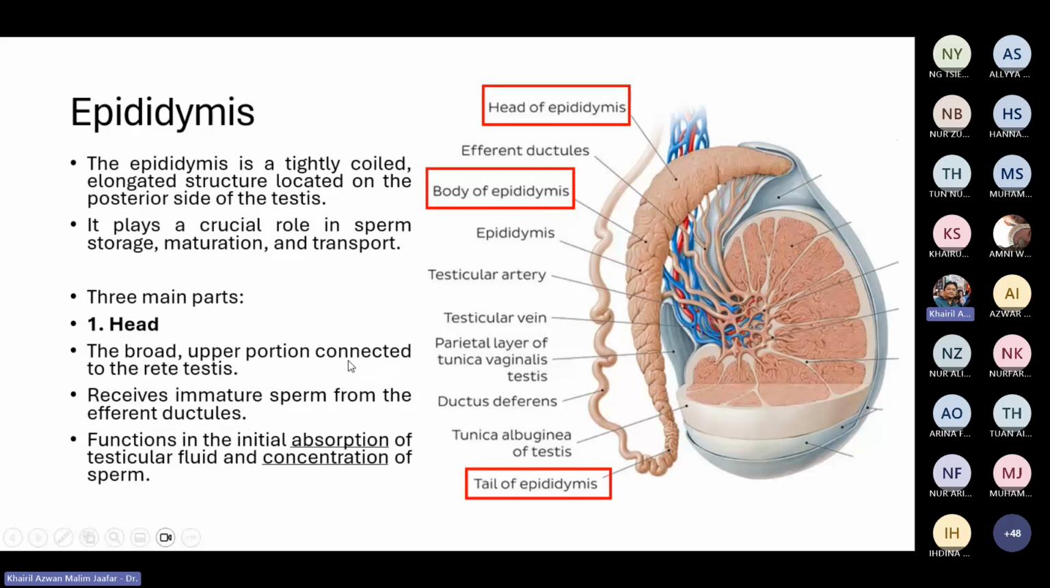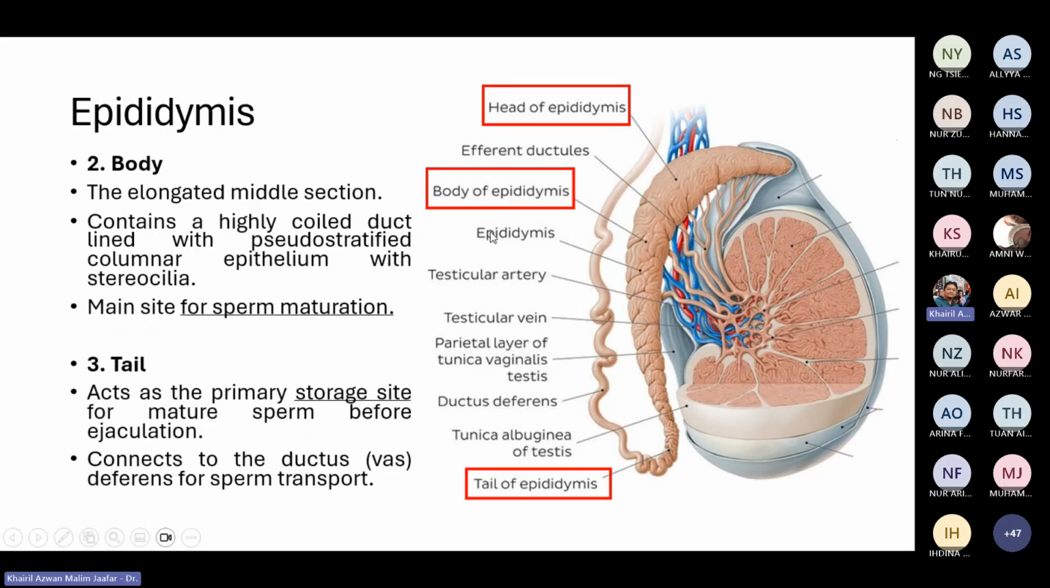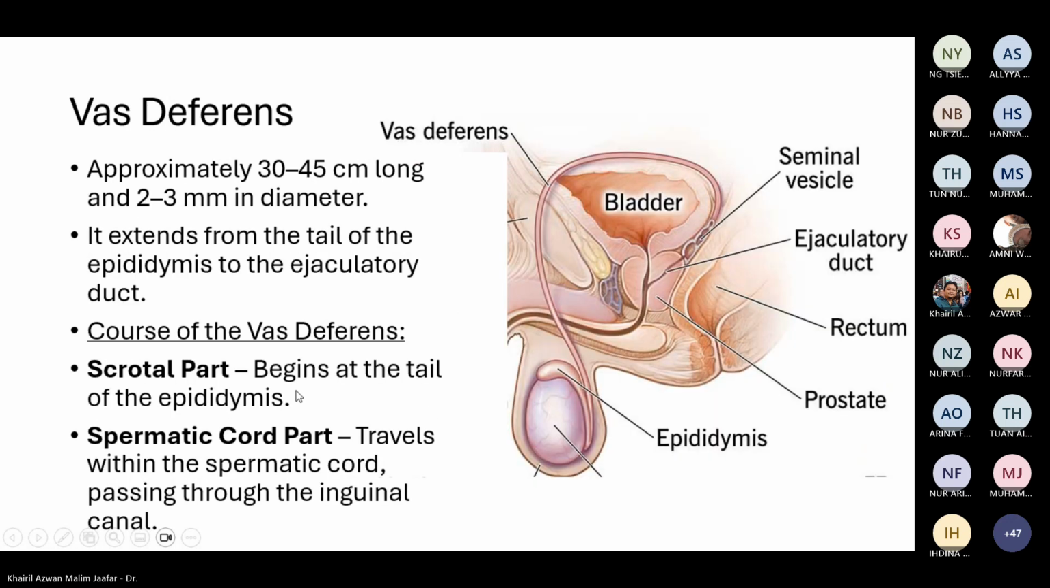Next is the epididymis. The important parts are the head, body, and tail. The head's function is absorption and concentration. The body of the epididymis is for sperm maturation. The tail is for storage. The vas deferens is a tube connecting the tail of the epididymis to the ejaculatory duct.